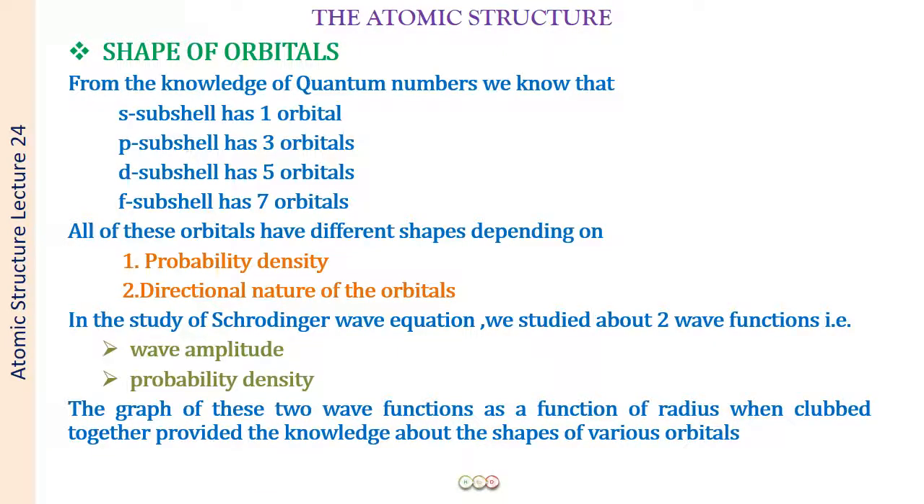And if we plot a graph of these two wave functions, psi and psi square, as a function of radius, together they are going to provide us the knowledge about the various shapes of these orbitals s, p, d, f. So let us learn about these graphs between the two wave functions as a function of radius.